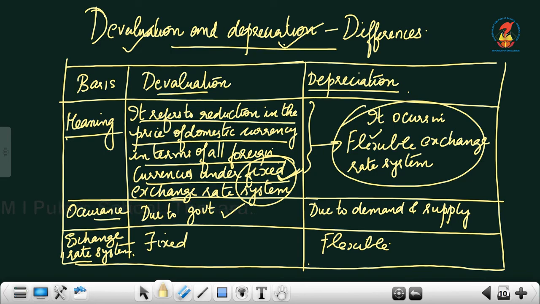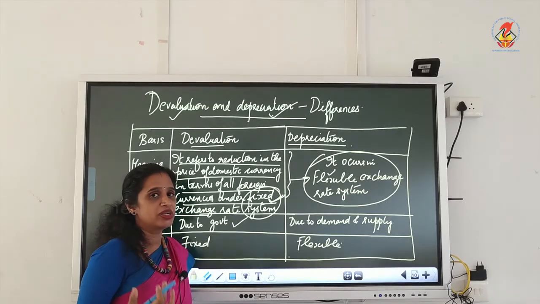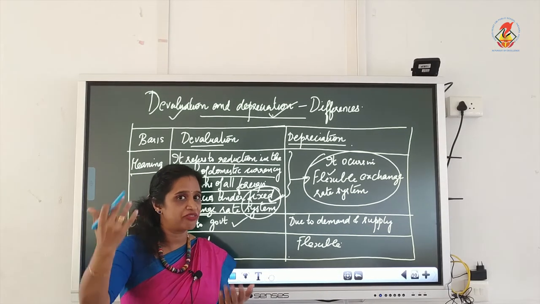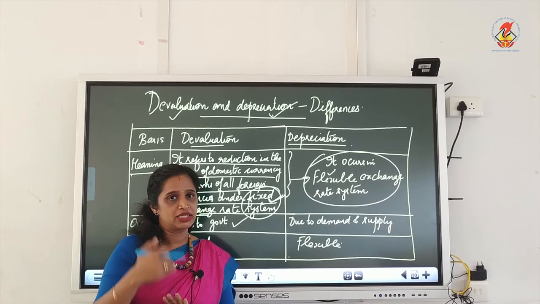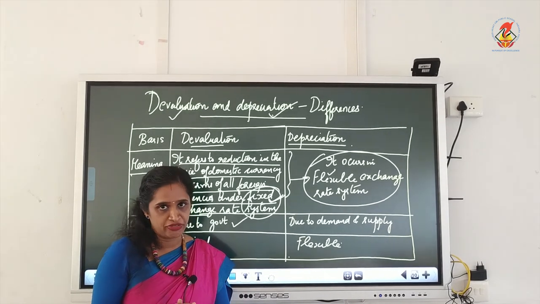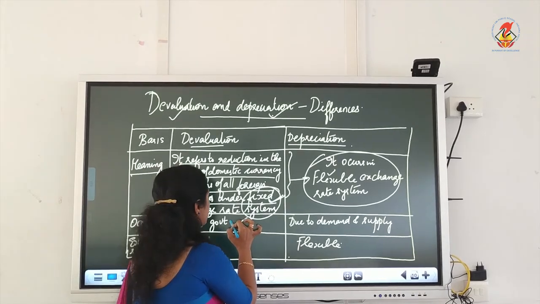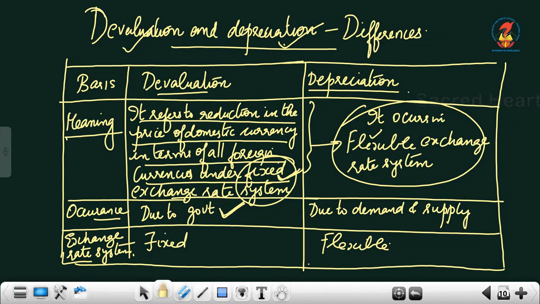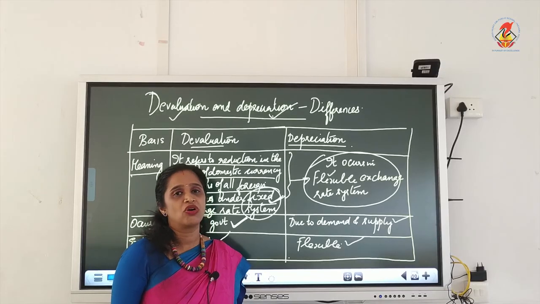Next one is occurrence. Devaluation is due to the interference of government. Sometimes the government will consciously fix the rate of exchange lower for the favorable situation of our country. Therefore, devaluation is especially due to the government, whereas depreciation happens due to changes in demand and supply, increase and decrease in the demand and supply, just as I have explained to you now. Next one is, devaluation happens in a fixed exchange rate system, whereas depreciation occurs in a flexible exchange rate system. That's all for today, children.